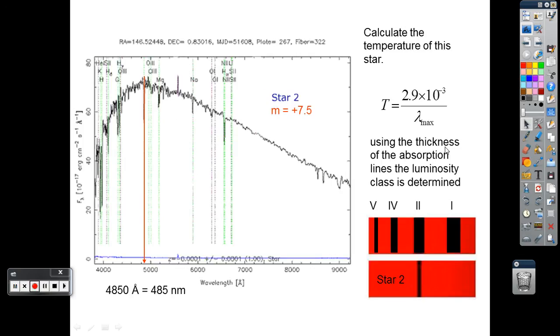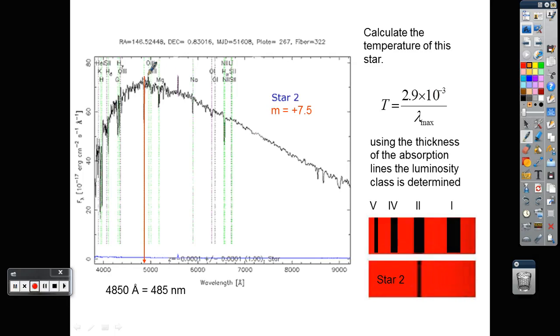Okay, so there's a spectrum of a star that we've got. Now we can work out its temperature by finding lambda max. Now lambda max is up here. So there's lambda max. There's the peak. So this is lambda max down here. And that equals, if we read it off, 4,850 angstroms, which, remember, an angstrom is a way of writing nanometers to four significant figures. So this equals 485, we just drop off that last zero, nanometers.